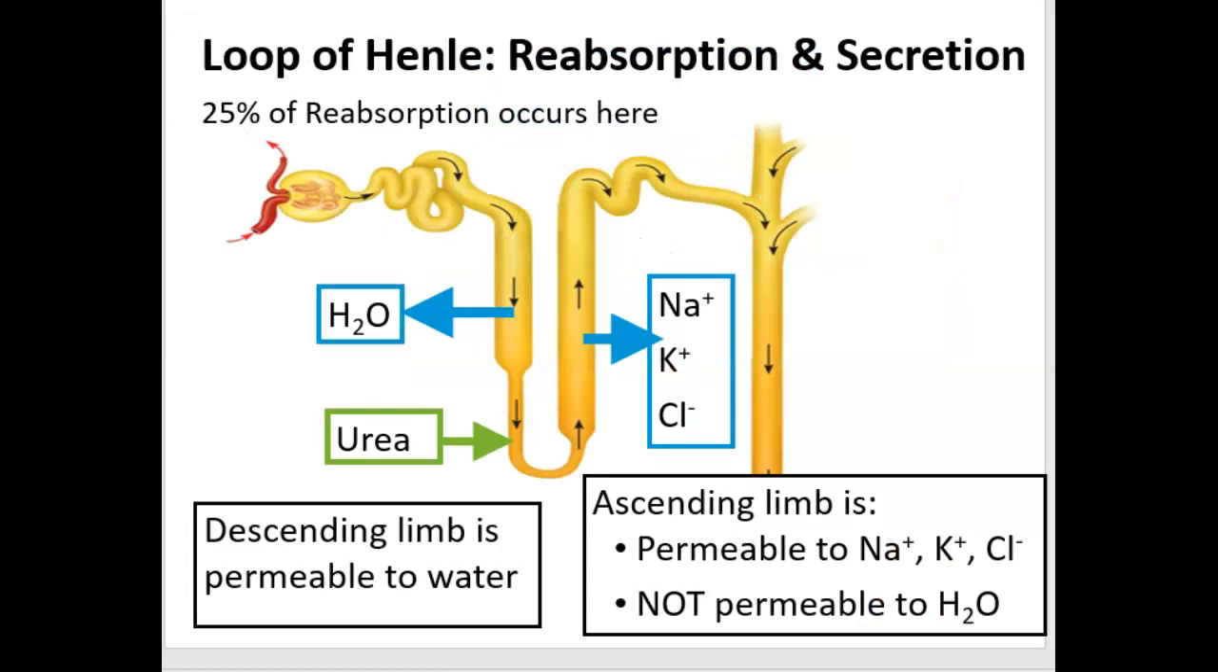Okay, at the loop of Henle both reabsorption and secretion take place. Starting with reabsorption, 25% occurs here. And what is reabsorbed are both ions and water. The secretion that happens is usually a nitrogenous waste product in the interstitial fluid called urea. And urea is the precursor to urine. So urea has amine groups.